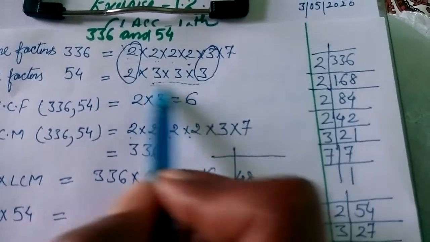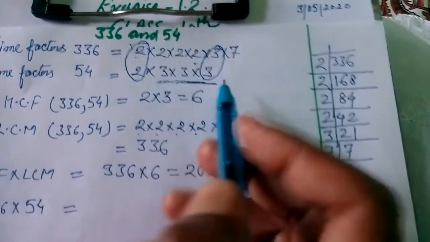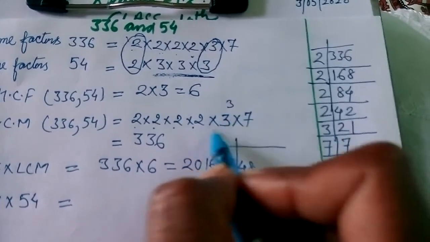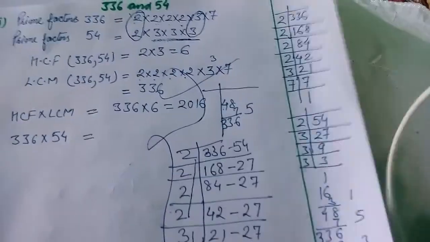3 here? The highest power of 3 is 3, so you have to multiply the 3 by 3. Okay, let's go, do this minus.